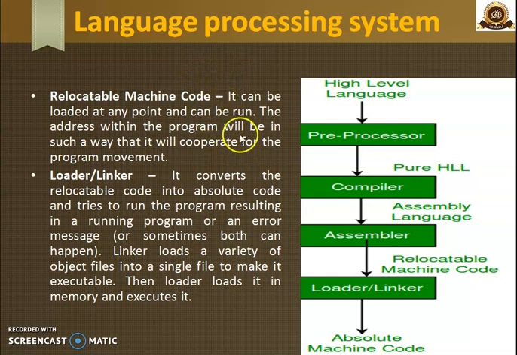So the next is linker and loader. What is the role of linker and loader? Loader will load the machine code and it has the ability to change the relocatable address. And the linker will make a single program from the several files of the relocatable code and convert it into the absolute machine code. Absolute machine code is a language which the computer understands, that is in the form of zeros and ones.